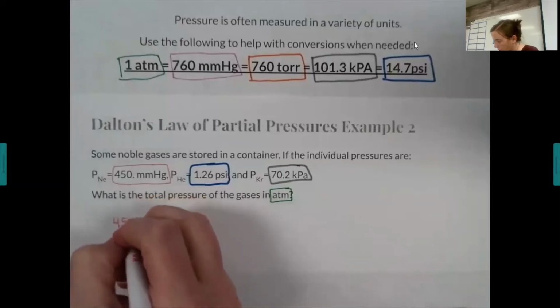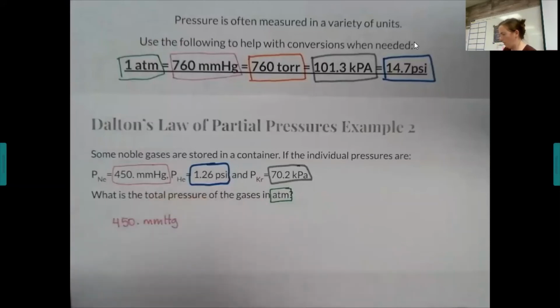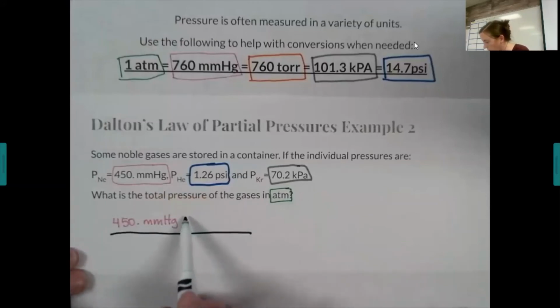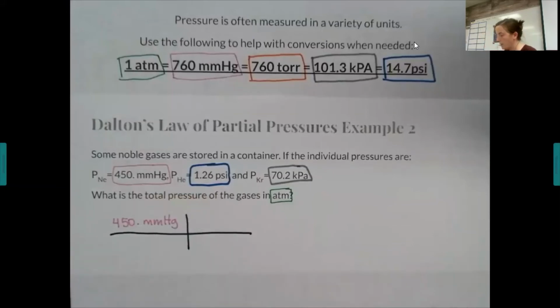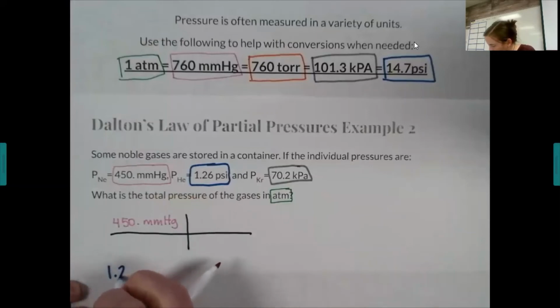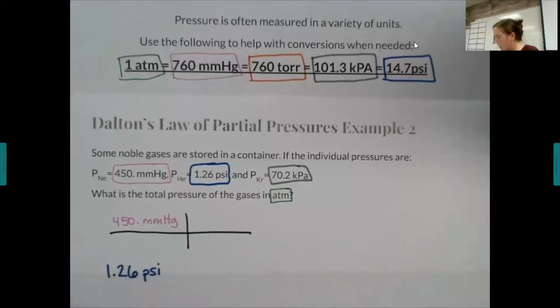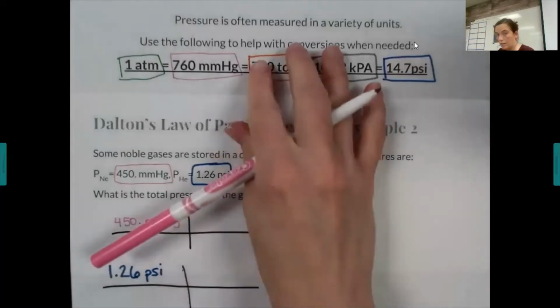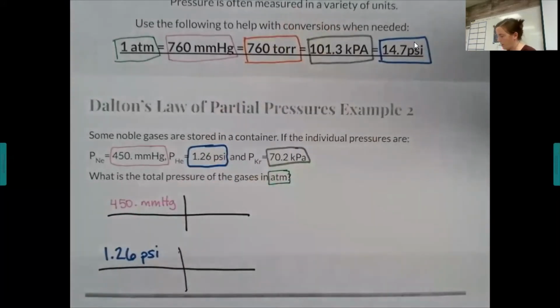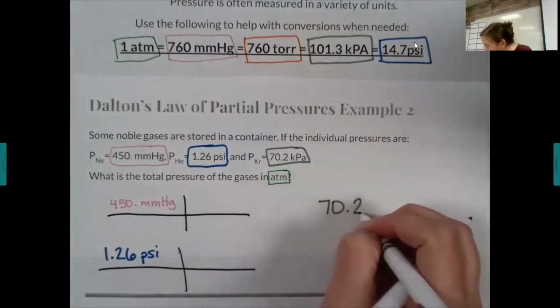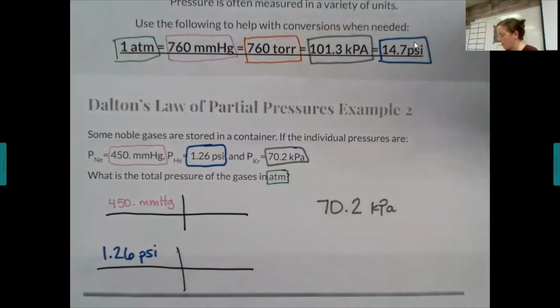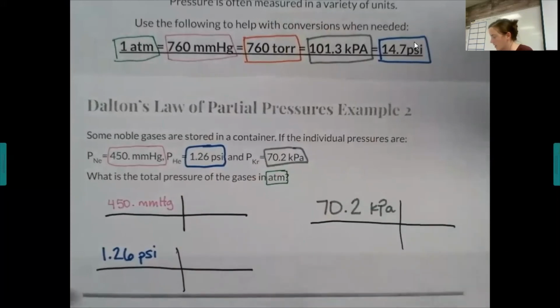Here we have 450 millimeters of mercury, and we're trying to figure out how many atmospheres it is. And we have 1.26 psi. We're going to try to figure out how many atmospheres that is. And then finally we have 70.2 kilopascals, and again, we're trying to solve this to atmospheres. We'll do this one at a time now. Again, if at any point you're feeling comfortable with this, stop, try to finish it on your own, and then check your answer with mine.